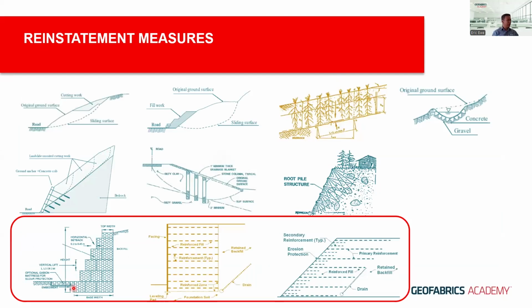Okay, I mentioned earlier on, there are many different types of measures. So we are going to zoom in and look at these types of structures mainly, i.e. the mass gravity, the reinforced soil wall, and reinforced slope. The rest, as I said, not discounting, but not going to be discussed here today.